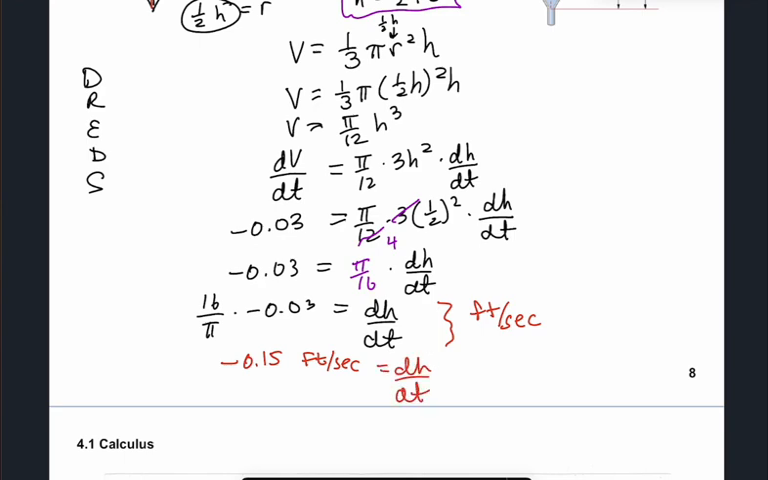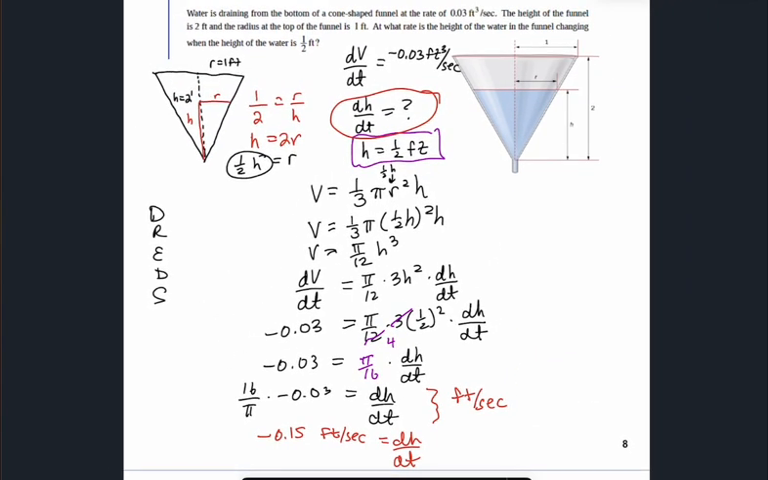Now, why is it negative? Well, the height of the water in the tank is decreasing. The height is getting smaller. That's what the negative feet per second refers to. So that is how we do a cone one. Cone ones are used a lot.